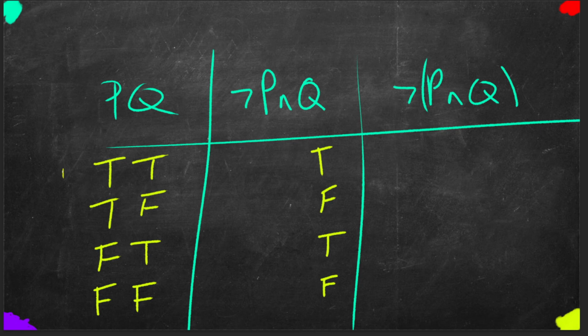So for row 1 here, since P is true, it's going to give me not P false. And then we have true, false, and then row 3 we have false, so it's going to give me true. And row 4 we have false, and so that's going to give me true as well. Now I'm going to take the truth value of not P and Q, put them together, and that's going to ultimately give me the truth value of the entire formula.